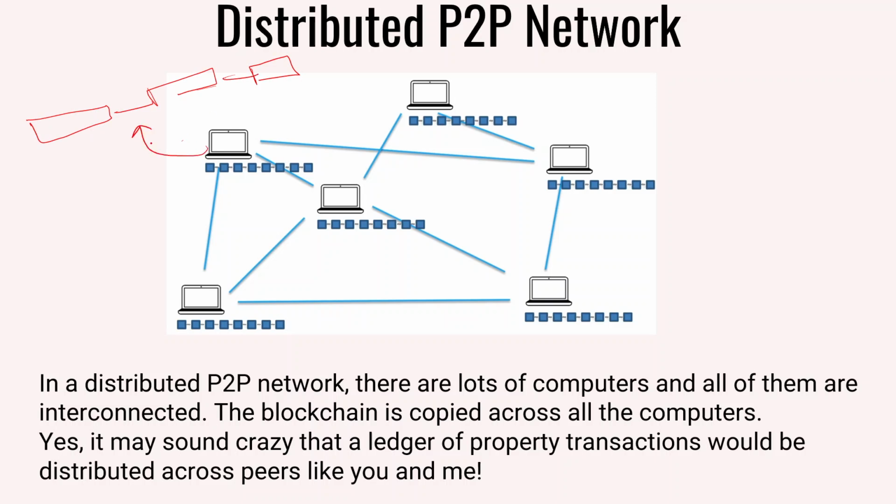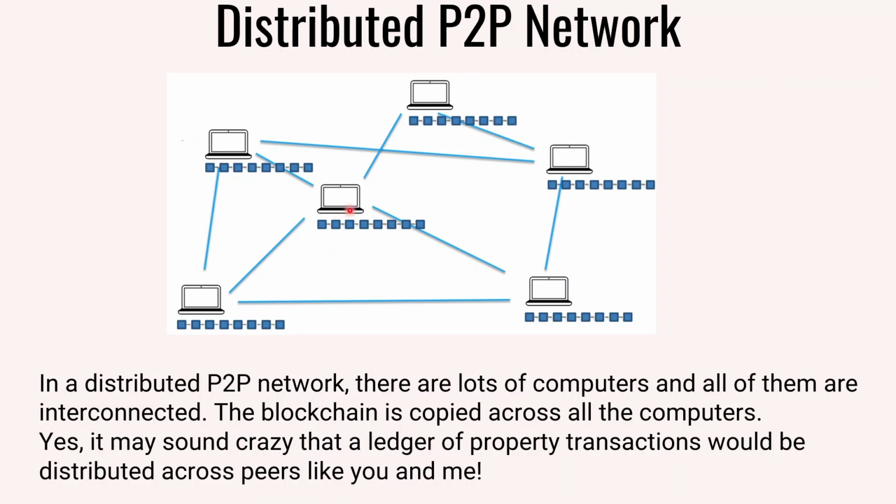This computer accesses this blockchain. This computer also accesses this blockchain. This one also accesses the blockchain. This is not like this. This is not the concept of blockchain, you know. So what happens here? Here, the blockchain is dedicatedly provided for each of the computer.